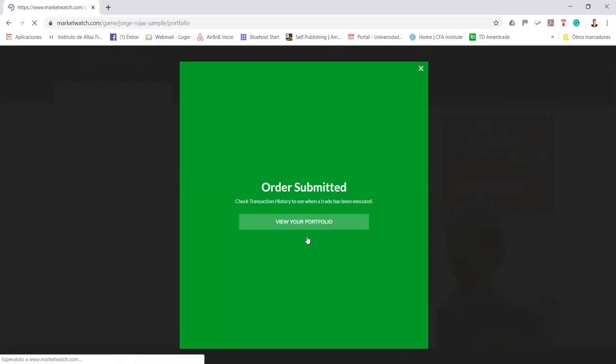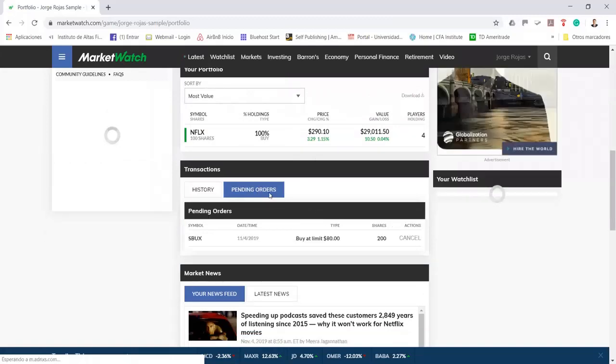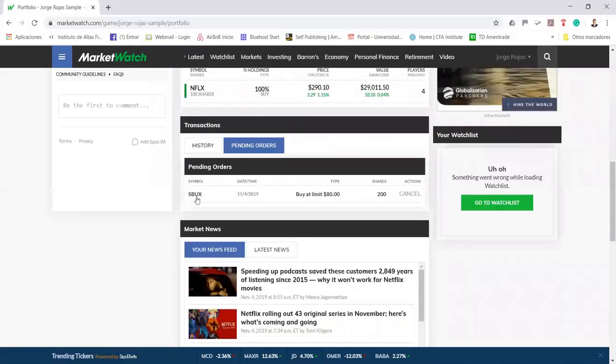And I want to view my portfolio. So now I need to go to my pending orders. And indeed, I will see Starbucks to buy 200 shares, but only if the price gets down to 80 or less. So this order is going to be kept as pending until I either cancel it or this condition is met.